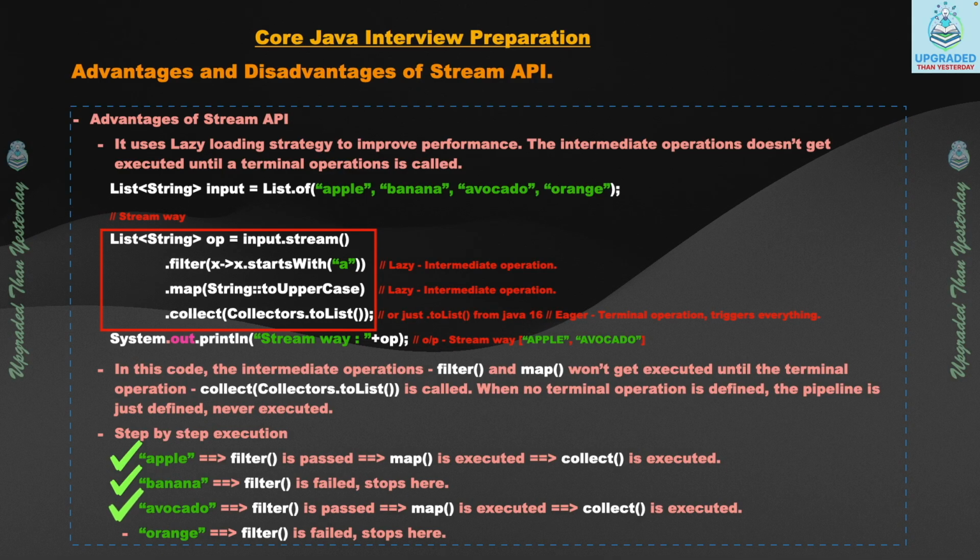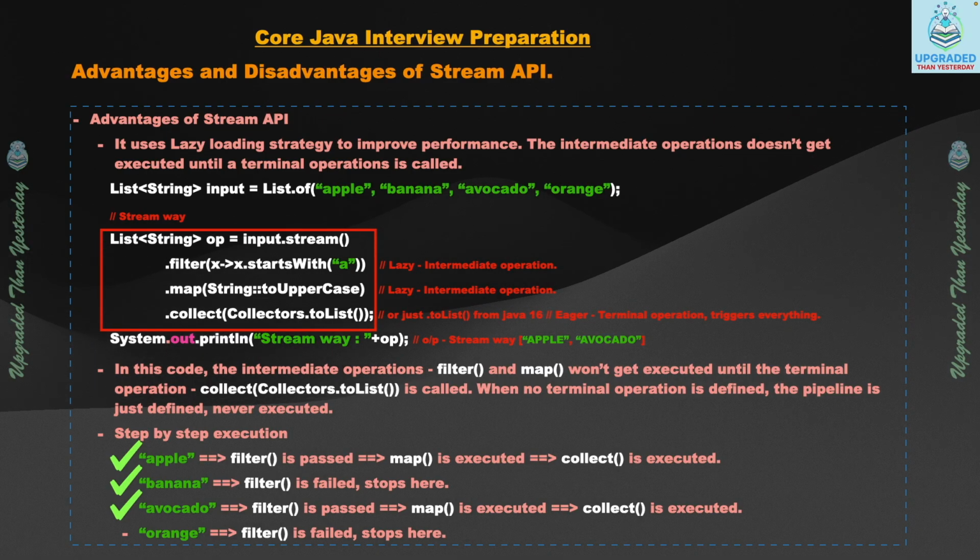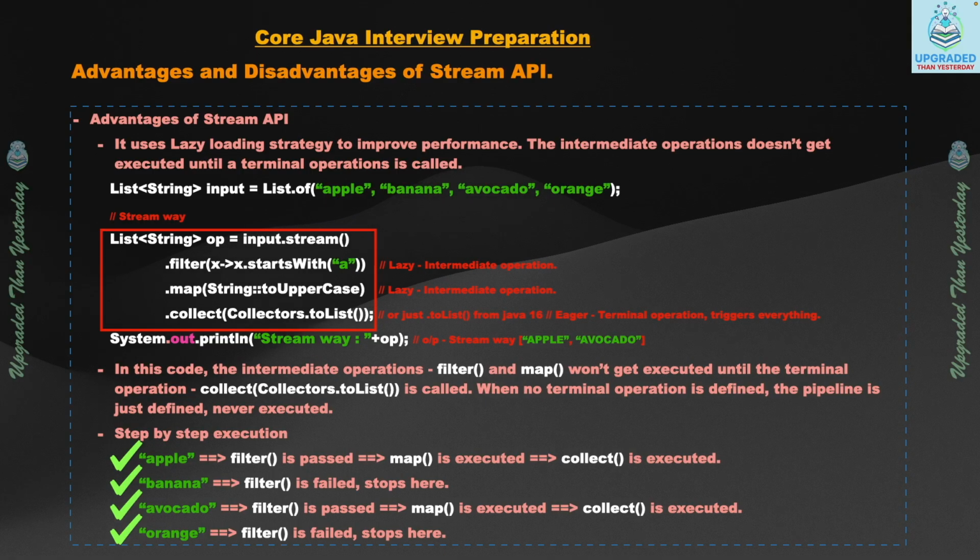For the input avocado, it starts with the letter A, so the filter method is passed. After that, the map method is executed to make the string uppercase and then the collect method is executed. Orange does not start with the letter A, so the filter method failed and hence execution stops here.